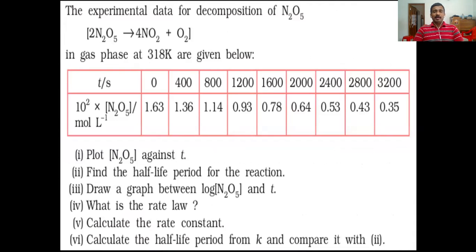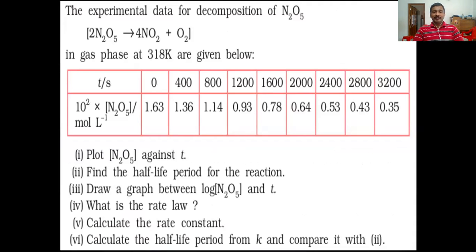Experimental data of decomposition of N2O5 in gas phase at 318 Kelvin are given below. Decomposition of N2O5: 2N2O5 gives 4NO2 plus O2.